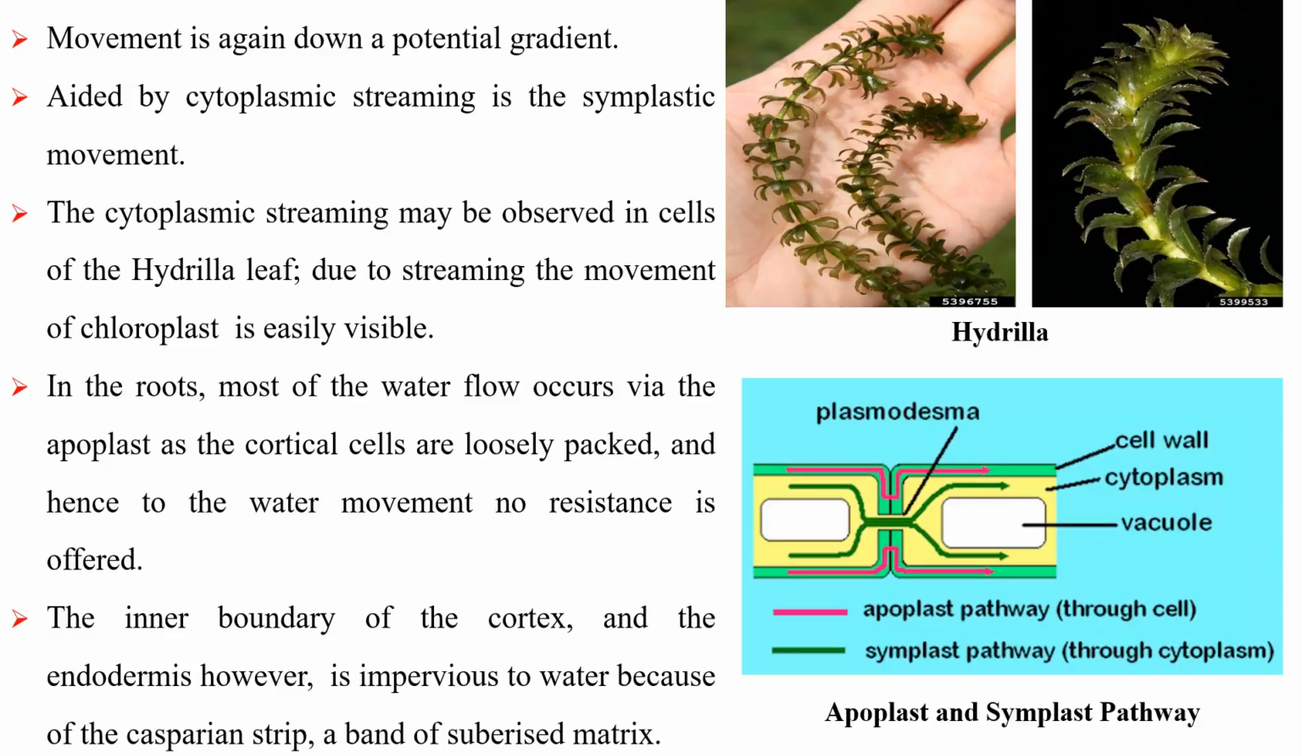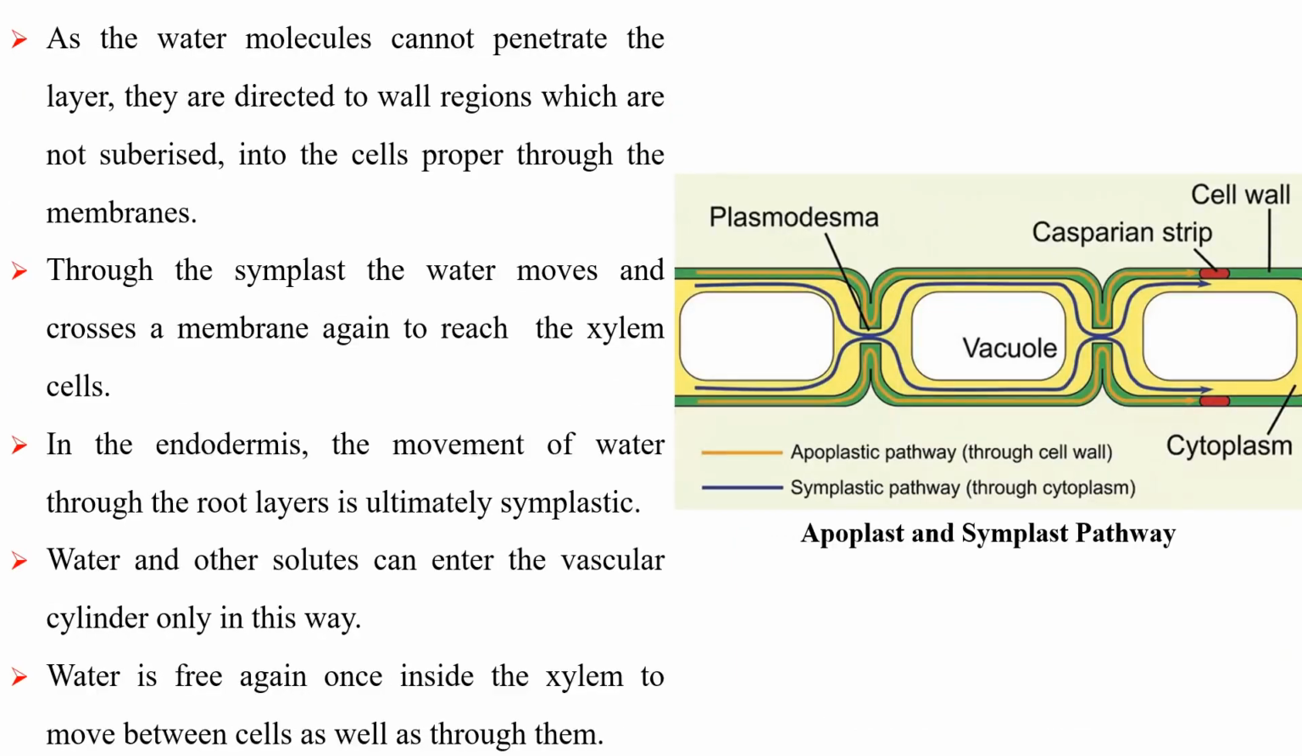In the roots, most of the water flow occurs via the apoplast as the cortical cells are loosely packed, and hence no resistance is offered to the water movement. The inner boundary of the cortex and the endodermis, however, is impervious to water because of the Casparian strips, a band of suberized matrix. As the water molecules cannot penetrate the layer, they are directed to wall regions which are not suberized into the cell proper through the membranes. Through the symplast, the water moves and crosses the membrane again to reach the xylem cells.